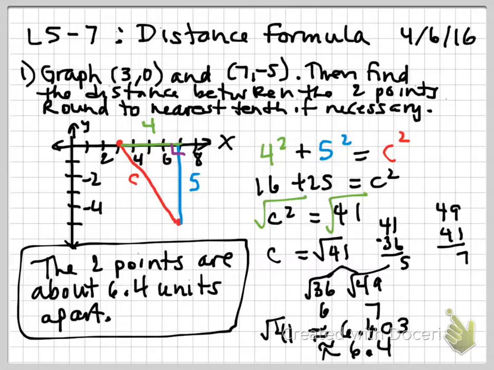So now what I'm going to do is take that same exact scenario, but I'm not going to have a diagram. Okay? And before I do that, let's just look at our ordered pairs. So this one was (3, 0), and this one was (7, -5).